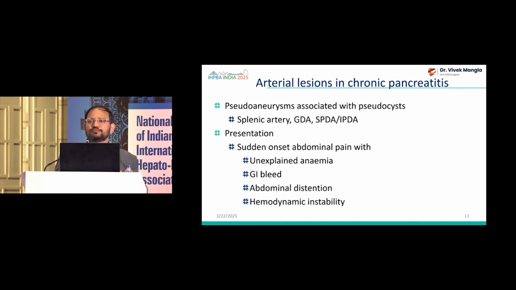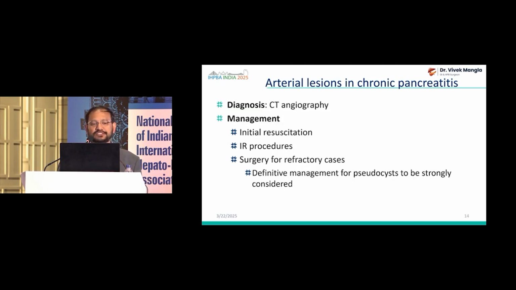These would be patients who have had chronic pancreatitis pain for a period of time. There is sudden worsening, and then the patient has unexplained anemia, GI bleed, sometimes abdominal distension, or occasionally hemodynamic instability. Most patients actually present when they've just had some bleed, with worsening of pain without much hemodynamic instability. The diagnosis remains on the CT scan, and then initial resuscitation, the same IR procedures, and then surgery.